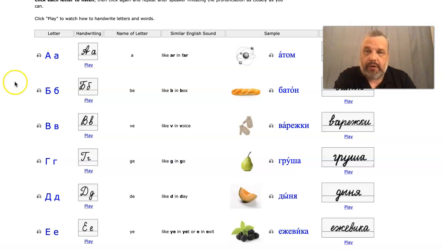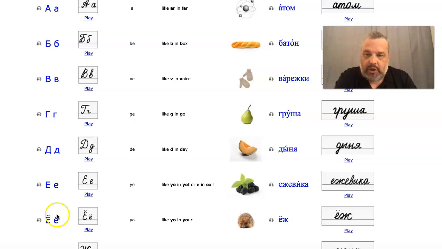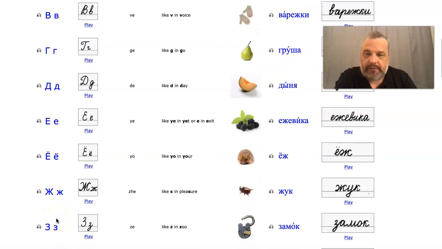Now, we've already gone through the first, I don't know, 7 or 8. A, be, ve, g, ge, ye, or de, ye, yo, je, and z. Okay, that's what we've done so far. So, like you said, z is like z in English. Zh is like zhe. It's not like sh would be sh. Zh is just a Russian letter. You just gotta get used to it.